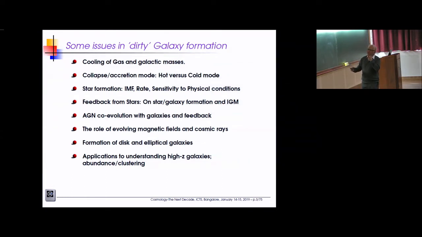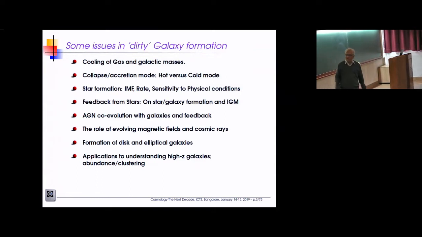Then once stars form, the feedback from stars on galaxy formation and star formation. I'll say some other stuff about active galaxies. And I can't avoid talking about magnetic fields, as Aseem has said. But I'll also talk more about cosmic rays. Then I will say something about formation of disk galaxies and elliptical galaxies. And finally, if I have time, I may come to some of the work we did some time back with a couple of students at IUCAA on understanding high redshift galaxy abundance and clustering. So this is the plan that I have. Let's get into it.